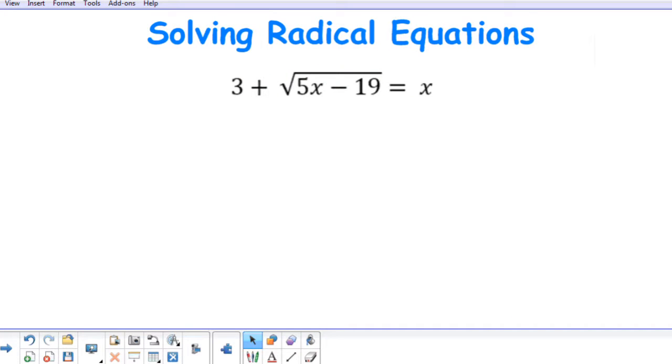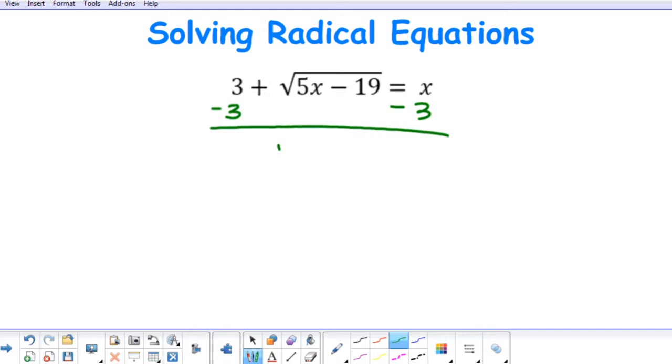When we solve a radical equation such as this one, I still need to isolate my square root. So to isolate the square root of 5x subtract 19, I need to subtract 3 from both sides of my equation. So that's going to leave me with the square root of 5x subtract 19 equal to x subtract 3. My square root is now isolated, so I'm going to raise it to an exponent equal to its index, so both sides will receive an exponent of 2.